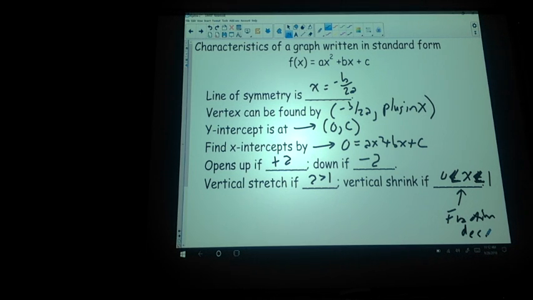What is the vertex found by, say? Negative b over 2a, and then you plug that value in for x to solve for y. Okay. Good. Good stuff?